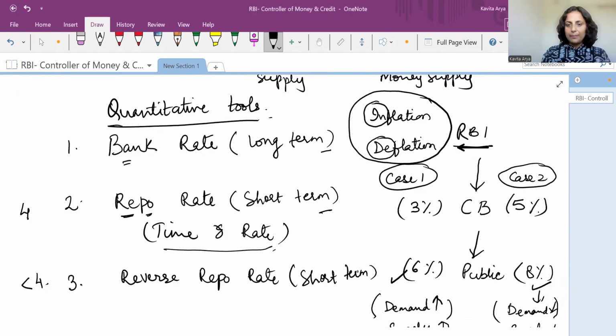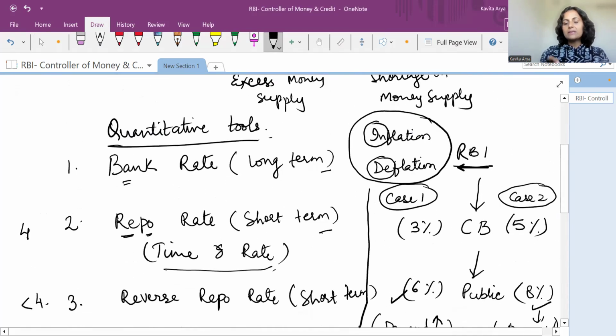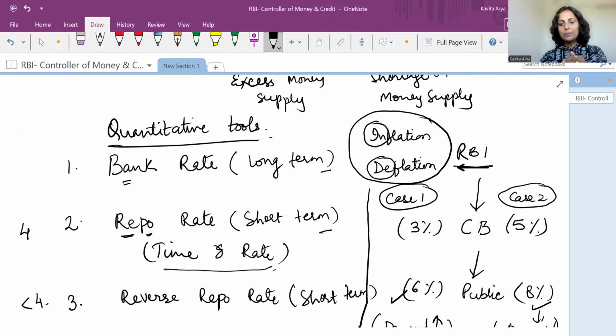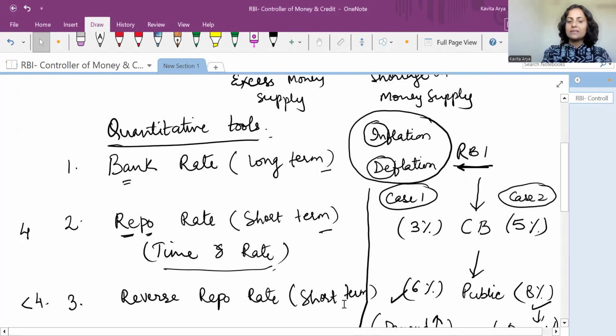I tried giving you this example of case 1 and 2, which simply shows a contrast, whether RBI releases the money in a cheap format or an expensive format. If the money goes cheap to commercial banks, it would remain cheaper for the public. For example, if 3% is the rate charged by RBI, it will be 6% for the public. But if RBI increases it from 3 to 5, it will also increase from 6 to 8, and hence the loan becomes expensive for the public in general. And whenever loans are expensive, people demand less and the supply is controlled.